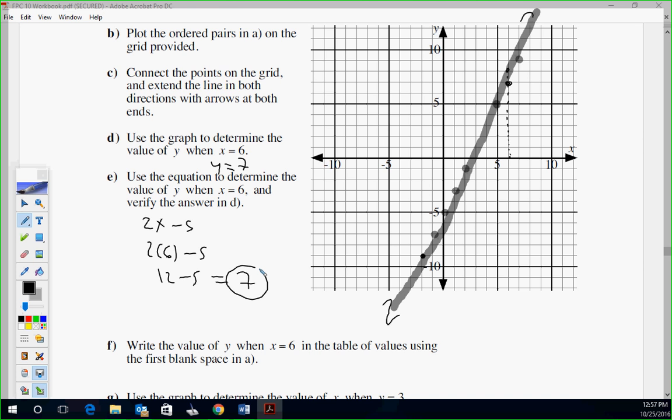It says write the value of y when x equals 6 in the table above using the first blank. So we're supposed to use that. Above you can put 6, 7 in there if you want, or just put it on the side. It's not that important. We made our own up.